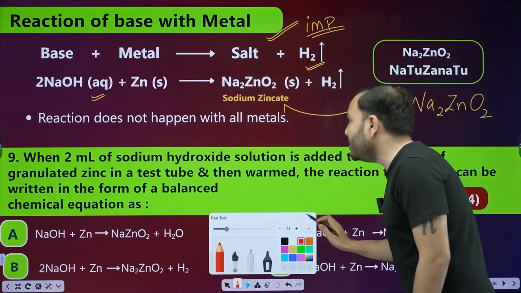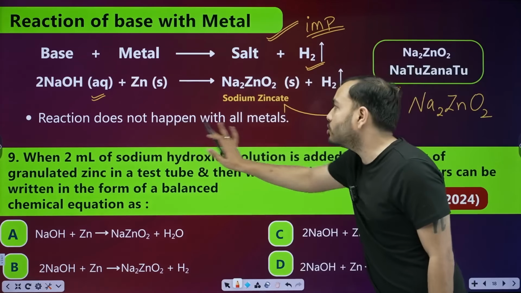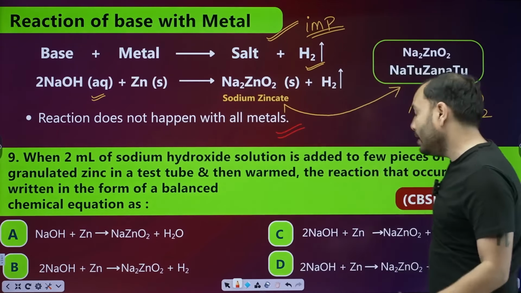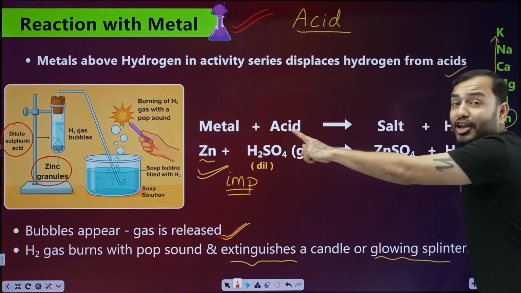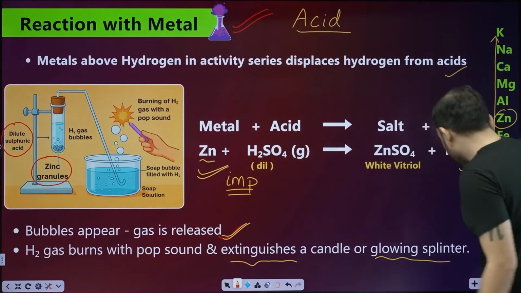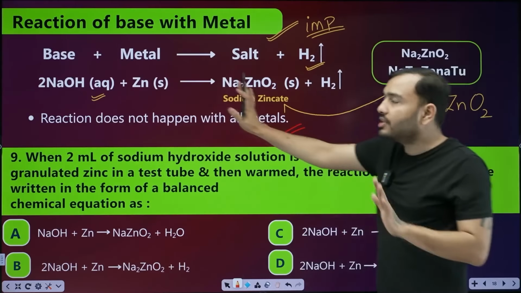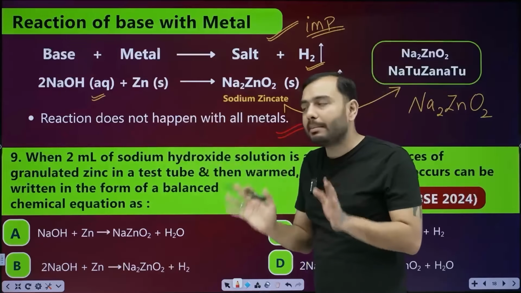It's clear? The rest of the metals don't give this reaction. The reaction does not happen with all metals. In the case of acid, all the metals above hydrogen give this reaction. But in the case of base, you have to remember only zinc. The rest of the metals don't give.